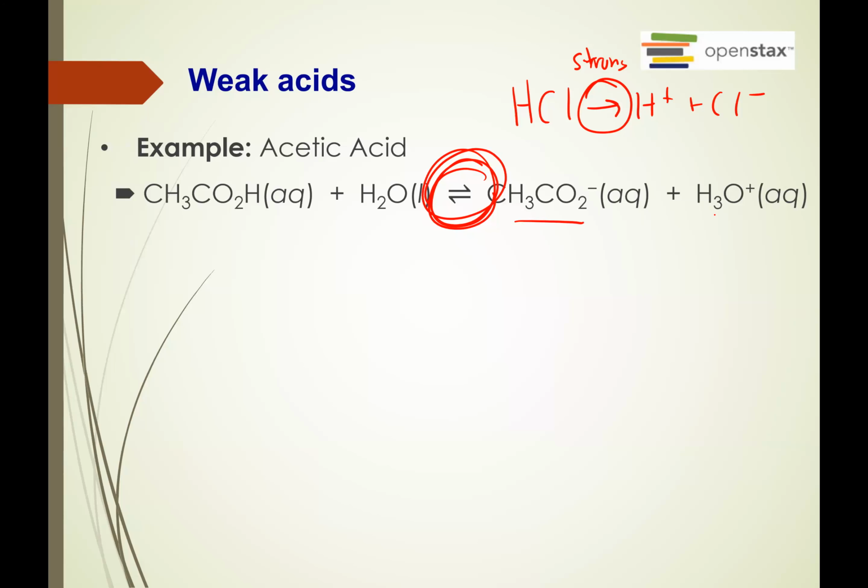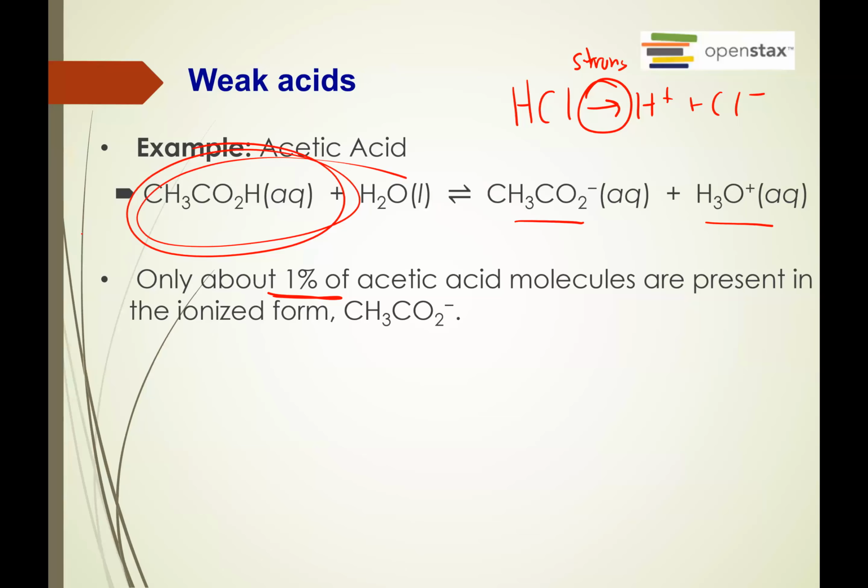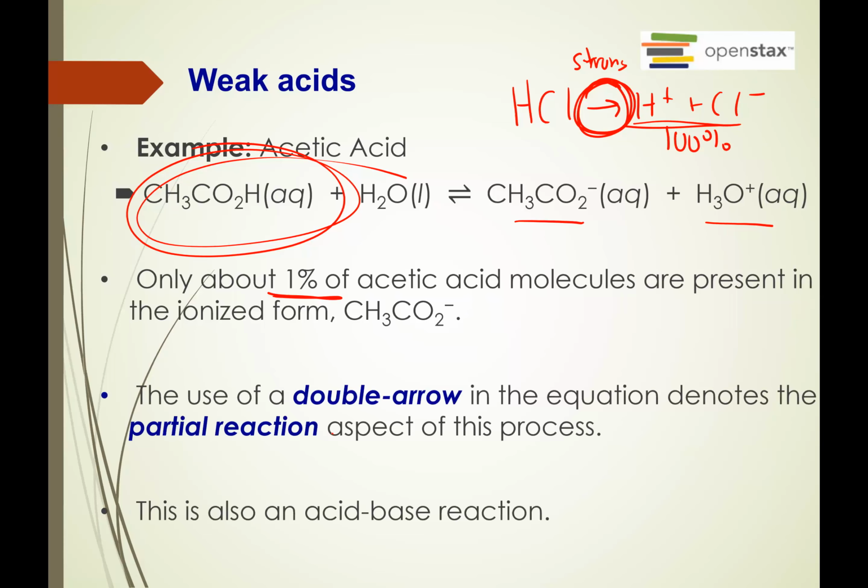That means it only makes some products. It doesn't make a lot of products. It only makes 1% products. So that means that 99% of this reaction stays right here. Where when you see the arrow here that only goes one way, 100% of it becomes product. So that's the difference between the double arrow and the arrow that goes one way. If it goes one way, it means it makes all products. If it goes both ways, it means it only makes a little bit of products.